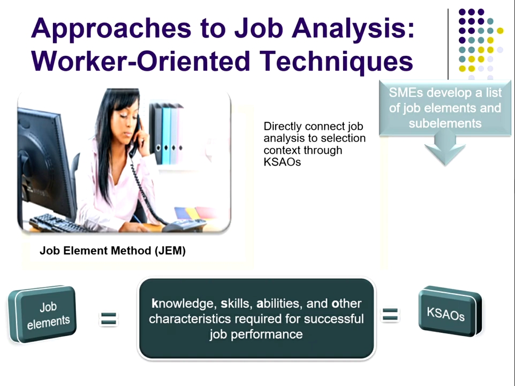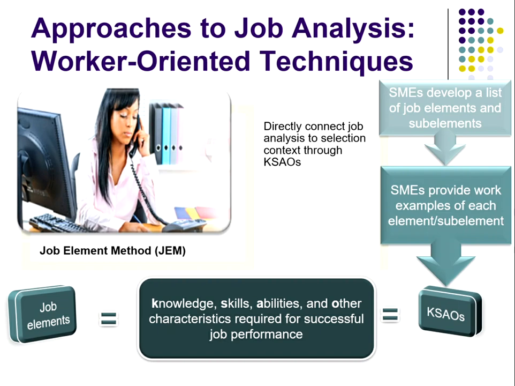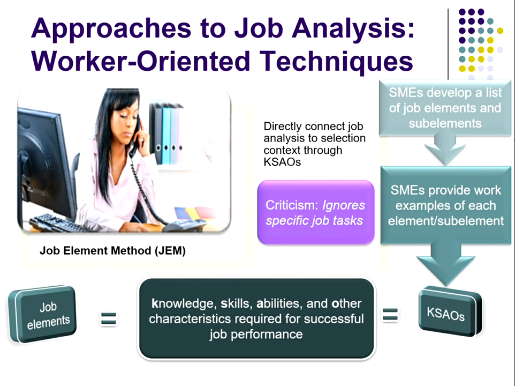So SMEs, those subject matter experts, are going to develop a list of job elements and sub-elements, and they're going to provide work examples of each element and sub-element. And that's going to help. So this sounds like tasks again, right? You're like, wait, I thought that we weren't going to be analyzing tasks. The point here is to figure out what knowledge, skills, abilities, and other characteristics would be required in order to complete these elements and sub-elements, right? So it's a slightly different angle. The only reason why we're looking at the tasks or the elements is so that we can figure out what knowledge, skills, and abilities and other characteristics we would want to look for in an applicant.